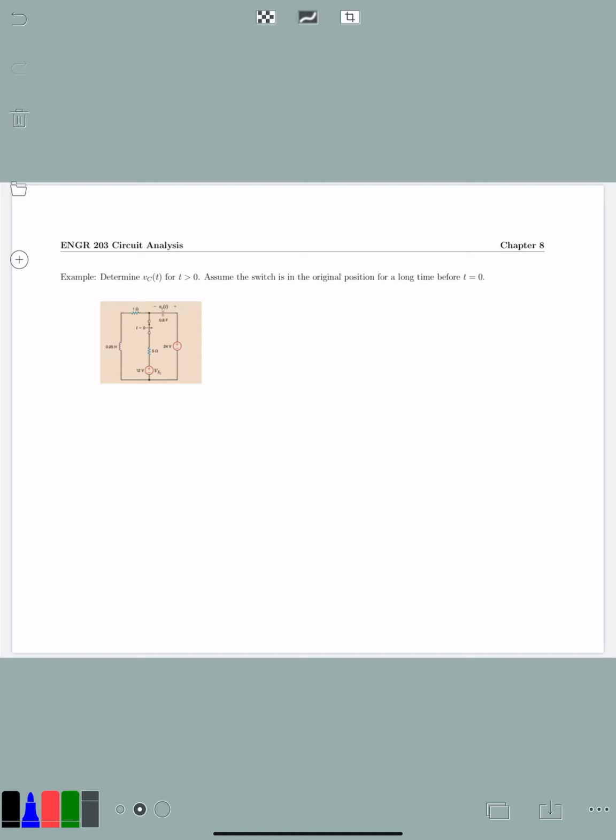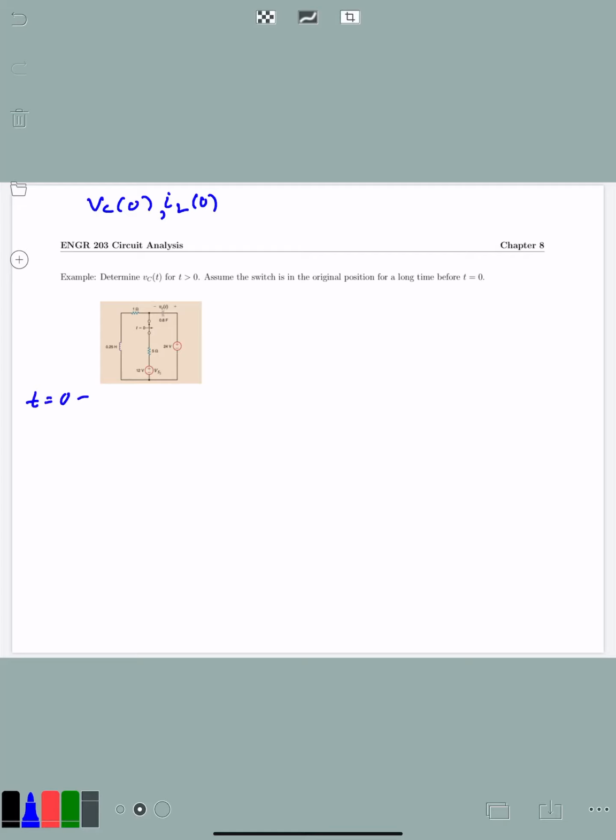Okay, so this is going to be our first full Chapter 8 problem. As you can see, they don't give us the initial conditions this time, so it's up to us. However, we will always need to find the VC of 0 and the IL of 0. Those are the two things that we absolutely need to find on every one of these problems to start off with. So, the switch starts out on and then opens up at t equal to 0. So we'll look at t equal to 0 minus to see what happens here.